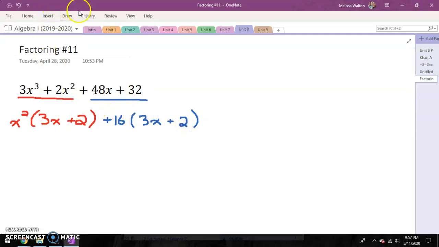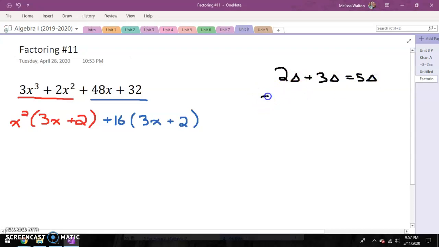Now, something kind of interesting has happened here. We have a 3x plus 2 here and a 3x plus 2 here, and these are actually like terms. So to convince you of that, let's say that I have 2 triangles plus 3 triangles. Well, if I were to ask you to combine those, that would be 5 triangles. All right, let's say that I have 2 x's plus 3 x's. Well, same thing here. I would add those together, 2 and 3. That would be 5x.